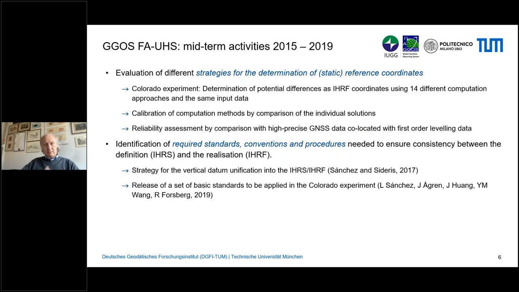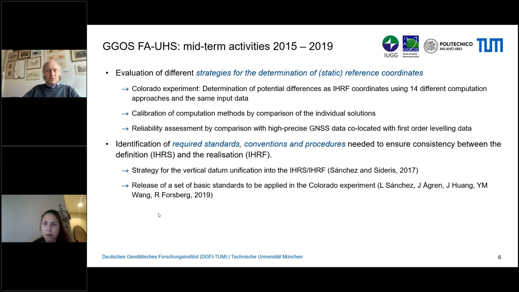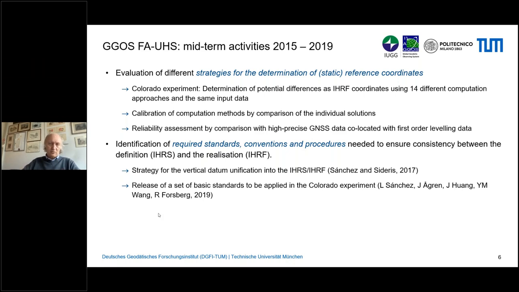Okay, again, among the other activities, we can mention the fact that different strategies for the determination of the coordinates were planned, and particularly it has to be mentioned this Colorado experiment. That was, in the beginning, an experiment aimed at comparing different methods for estimating the geoid, but it is equivalent to say that we have to estimate the potential, so it is inherently connected to what we wanted to obtain with the height reference system, the international height reference.